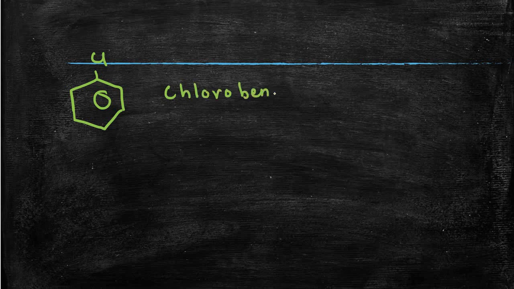Now in a similar way, in the case of haloarenes also, we can write the name by prefixing the halogen atom and its position. For example, we are given a compound. In this case, chlorine is there. So this one is chlorobenzene. Depending upon the halogen atom, if bromine is there, we write it as bromobenzene.